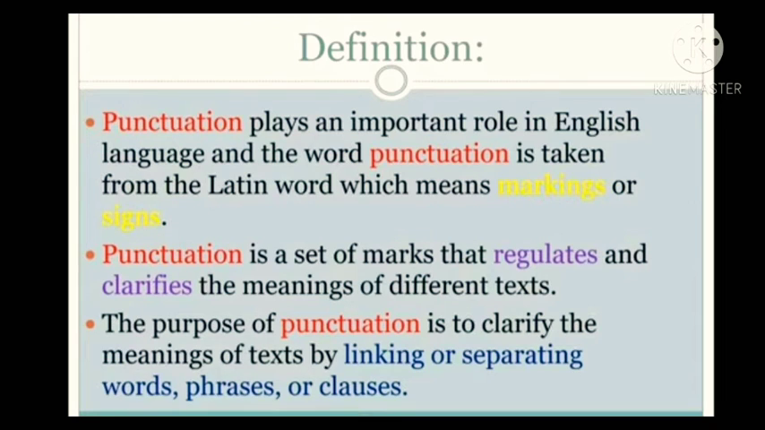Now, starting with the definition, punctuation plays an important role in the English language and even in any language. And the word punctuation is taken from the Latin word which means markings or signs. Punctuation is a set of marks that regulates and clarifies the meaning of different text. Hope you are understanding, students. The purpose of punctuation is to clarify the meanings of text by linking or separating words, phrases and clauses.